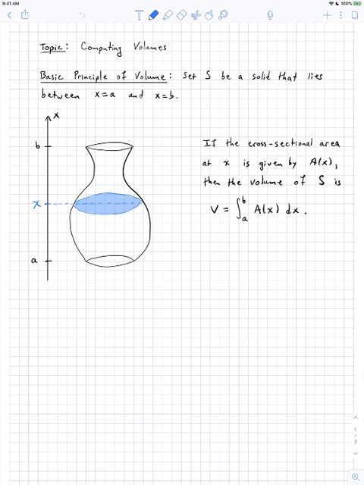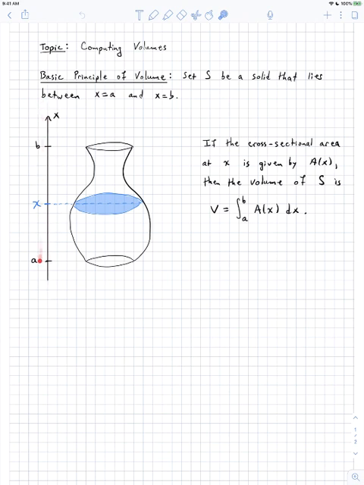Suppose that you have a solid region S. So this is our region here. For example, imagine it's something that looks roughly like a vase, and you want to find the volume of that vase. So how does that work? Well, suppose that S is a solid that lies between x equals a and x equals b. So the base is sitting on the plane at x equals a, and the top is at the plane x equals b.